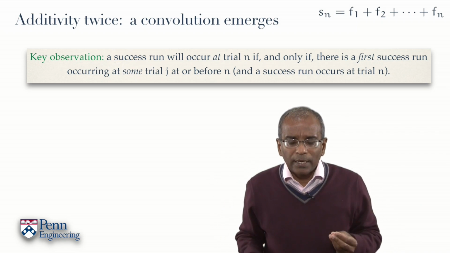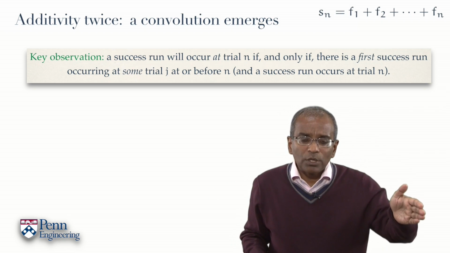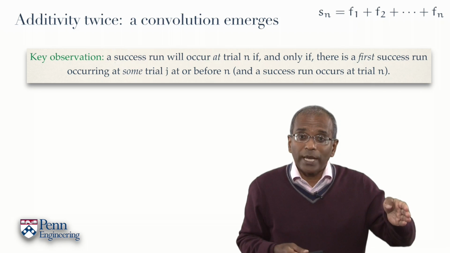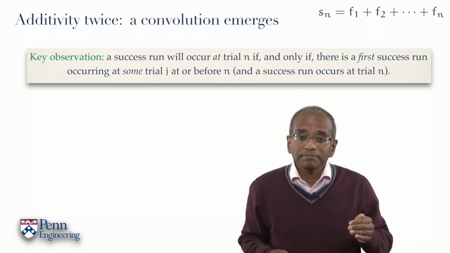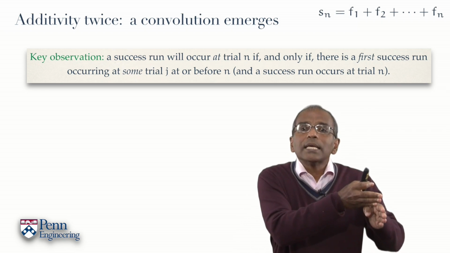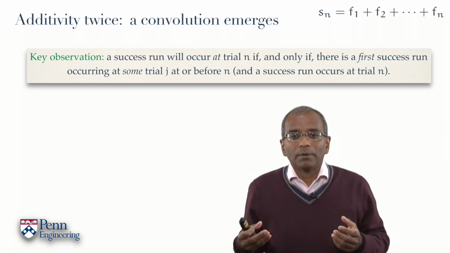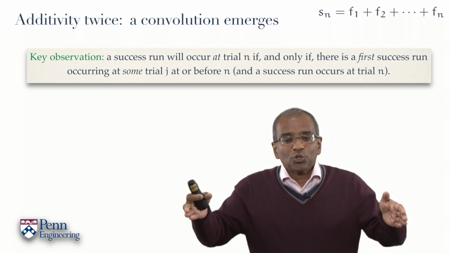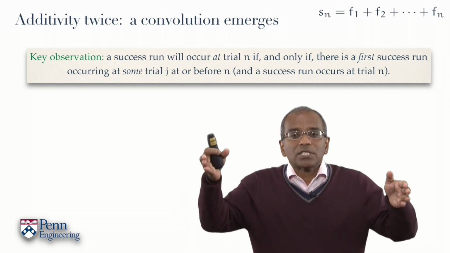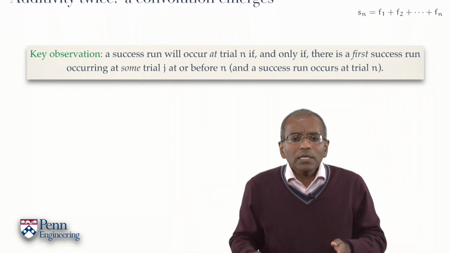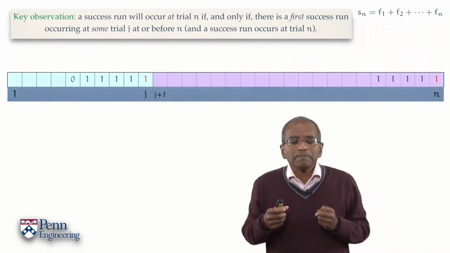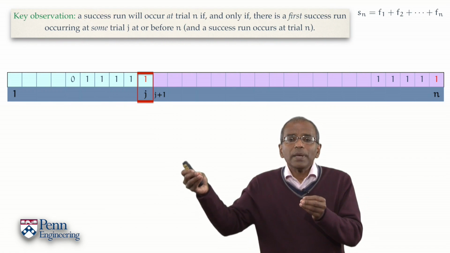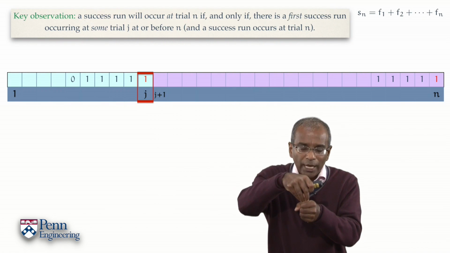Let's think about this again. If a success run occurs at trial n, then either it is a first success run, in which case there is a first success run at trial n, or there is a prior success run. And if there's a prior success run, eventually there must be a first success run, which then must have terminated at some trial j. And so the picture is something like this. For some j between 1 through n, there must have been a success run which terminated at that j.